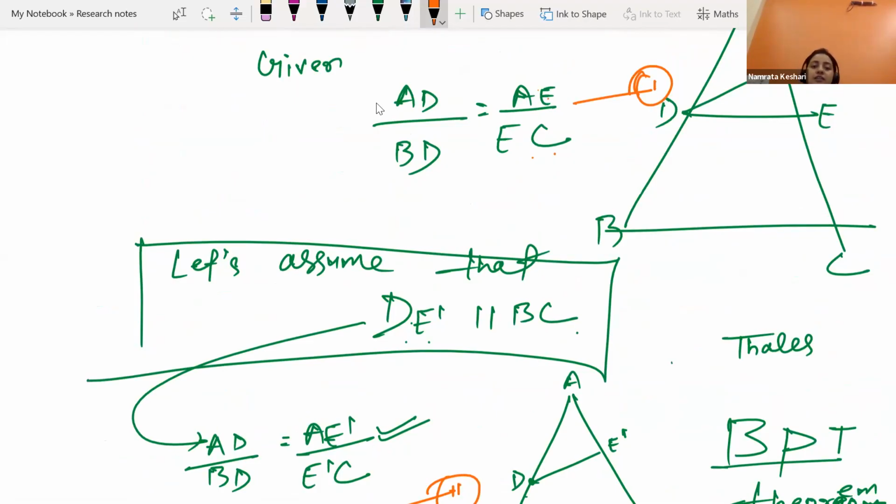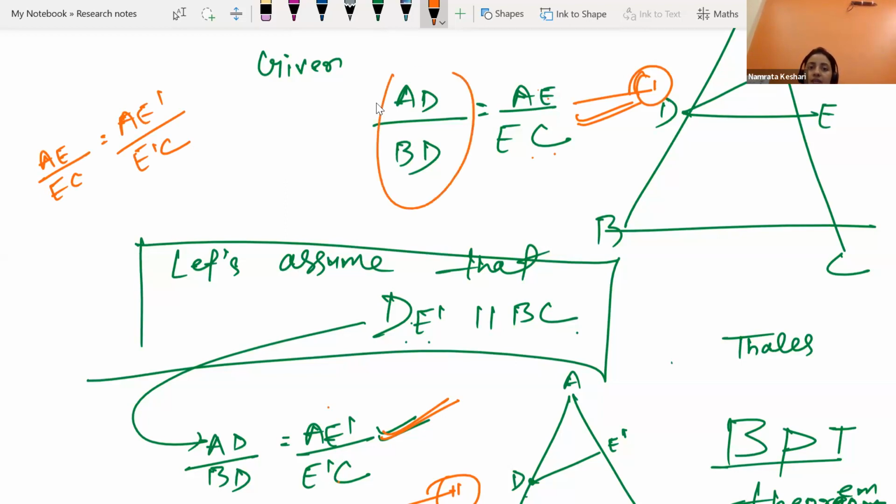Can we write that AE by EC is equal to AE dash by E dash C? Just this much, no logic or explanation, we are only comparing the two equations. Yes or no? Yes, ma'am, we can write it. Ma'am, why have you taken only E dash instead of any other alphabet?